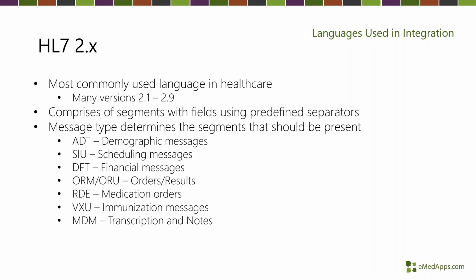RDEs are medication orders. So if I am sending a medication order over HL7 2.x, that's going to be through an RDE message. VXUs are immunizations. So as you're reporting immunizations to your state registry or your local registry, you're going to be using VXU messages to do that. And then finally, MDM messages are transcriptions or notes. So if I'm receiving HL7 2.x discharge summaries from my hospital, for example, they're potentially going to be MDM messages that are coming in there.